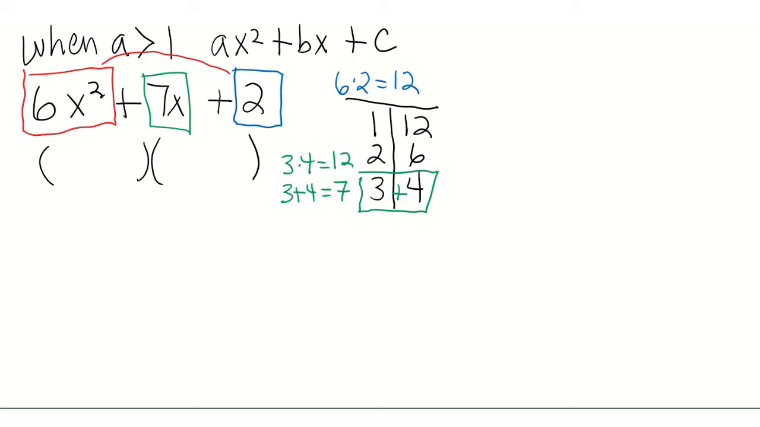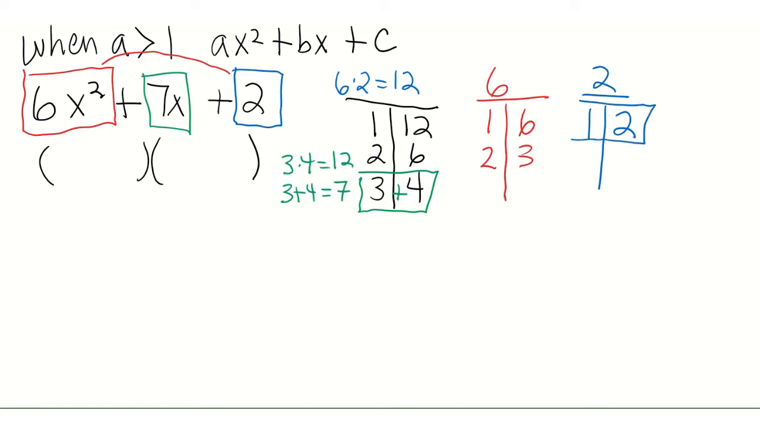Now the next thing I need to do is factor my a and my c. So I'm going to take my 6 and factor that: 1 and 6, 2 and 3. And I'm going to factor my c, which is a 2, which has the factors 1 and 2. Now 2 only has one pair of factors, so that makes it real easy. I already know it's going to be the 1 and the 2.